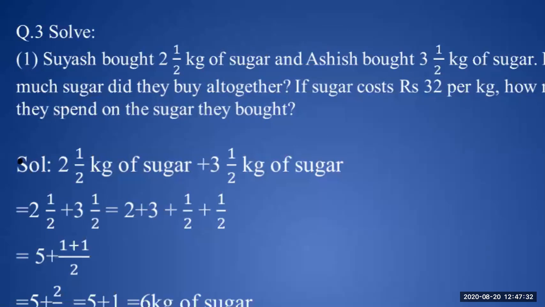If the sugar costs 32 rupees per kg, so how much did they spend on the sugar they bought? Now here, by hearing the question, you have identified this is the addition sum. So what will be your first step? You have to write how much sugar they have bought by making the addition sum.